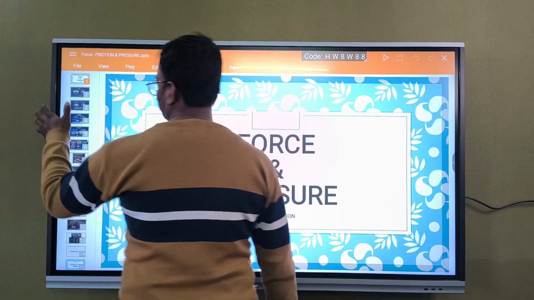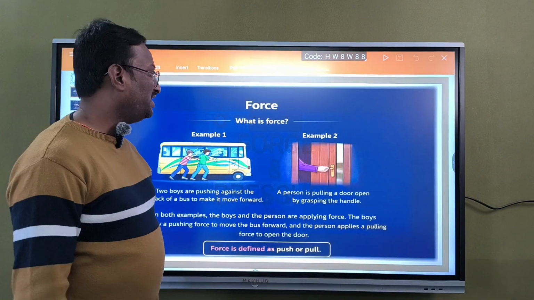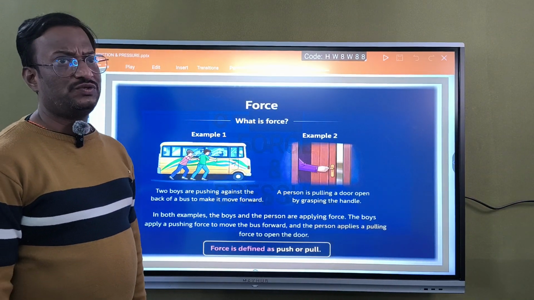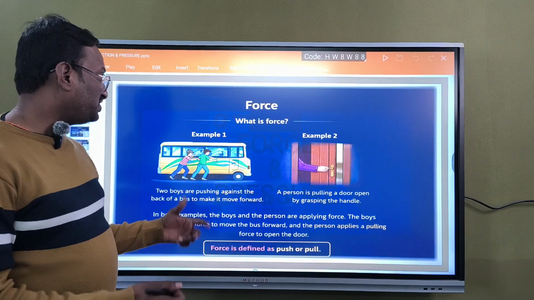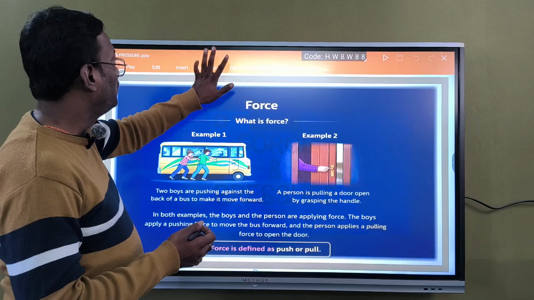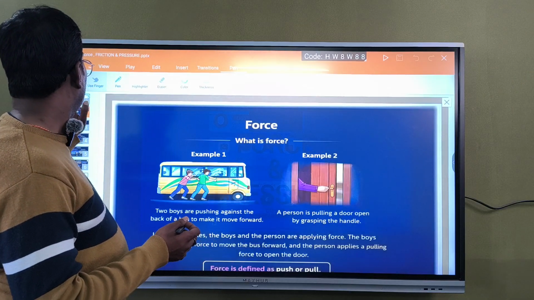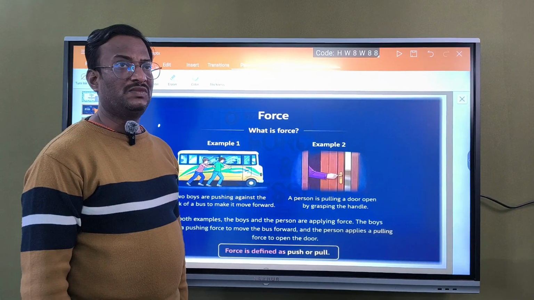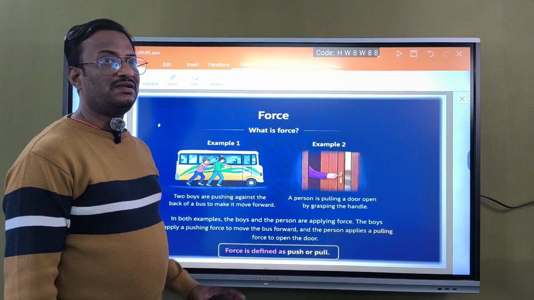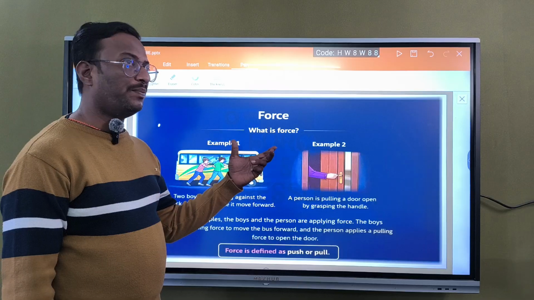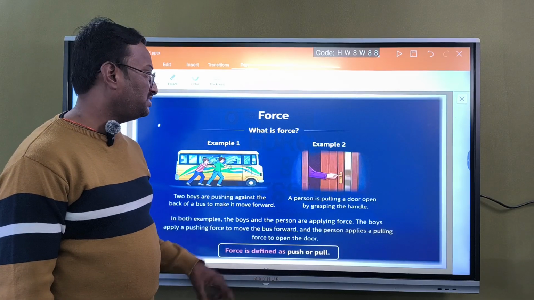Right? See now children. First thing, what is force? We will take a few examples and try to explain this. In the first example, see children, what is force? Let us try to understand the topic of force with some examples.